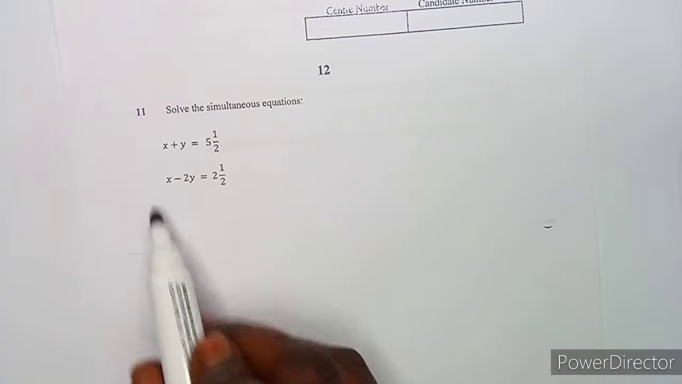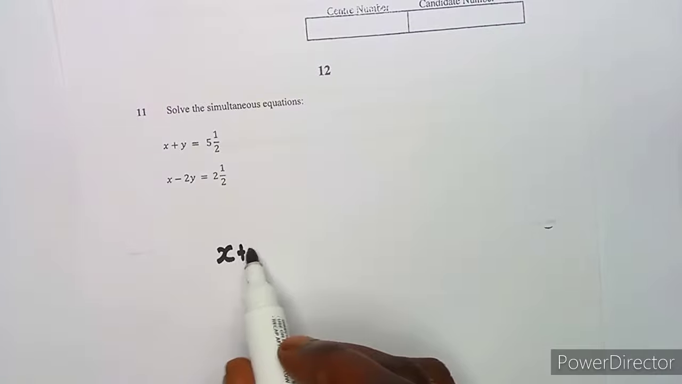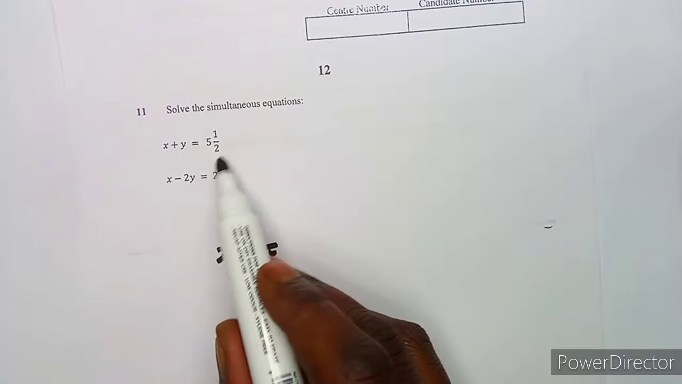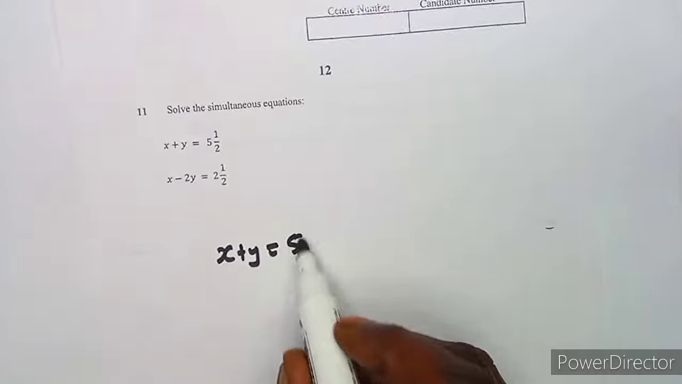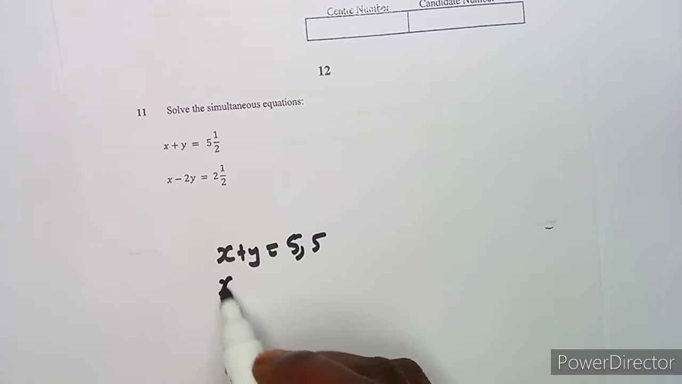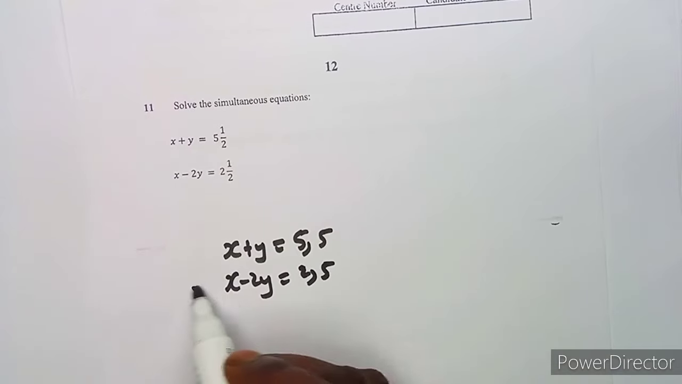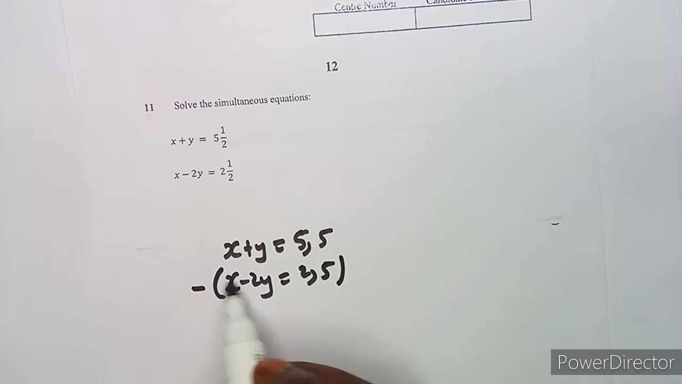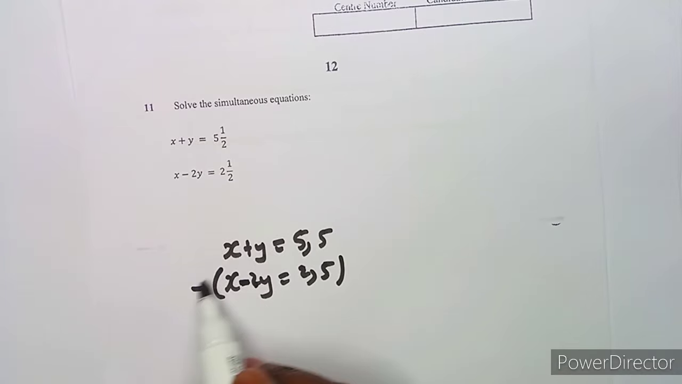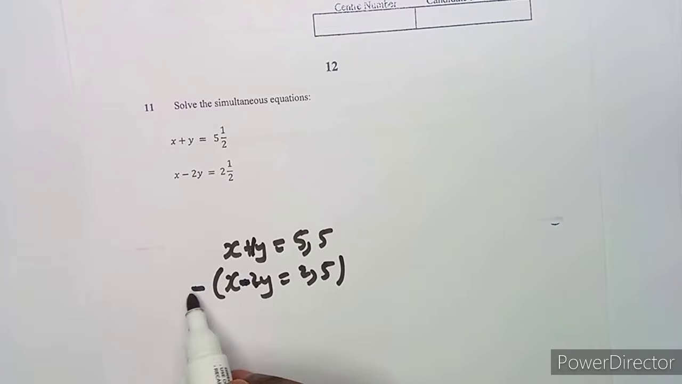So I'm just going to subtract these two, which is x plus y is equal to 5,5 as a decimal. x minus 2y is equal to 2,5 as a decimal. So let's just subtract so that we can eliminate x. So y minus minus, take note, y minus minus is now a plus. So it's 1y plus 2y, which is 3y, like that.